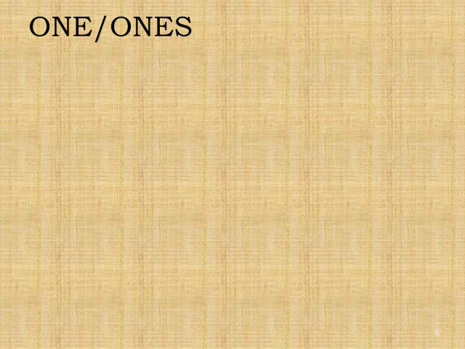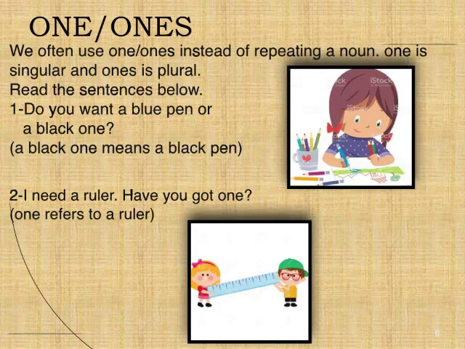So now we will move up to use of one and ones. We often use one or ones instead of repeating a noun. One is singular and ones is used for plural. Read the following sentences below. Do you want a blue pen or a black one? So here one, black one. This one is used for pen. So instead of repeating the noun pen, we use the word one for singular.